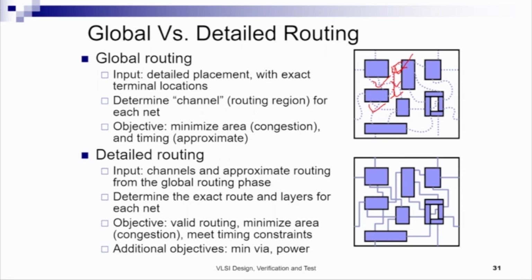So we take each channel at a time. From the global routing phase, we know what are the wires that will pass through this channel, and then we find an exact track for each of these wires.